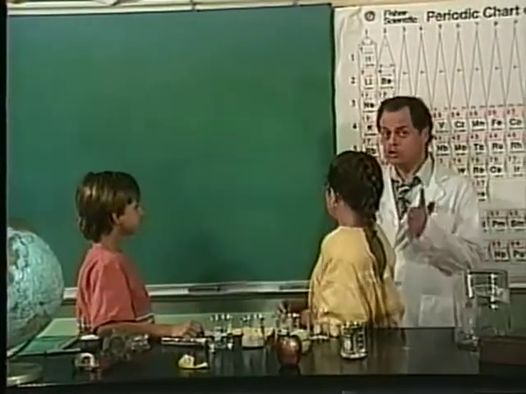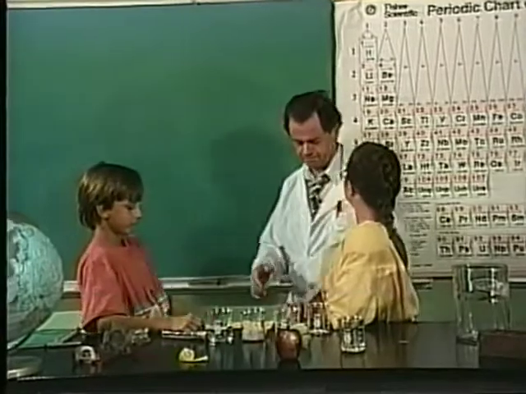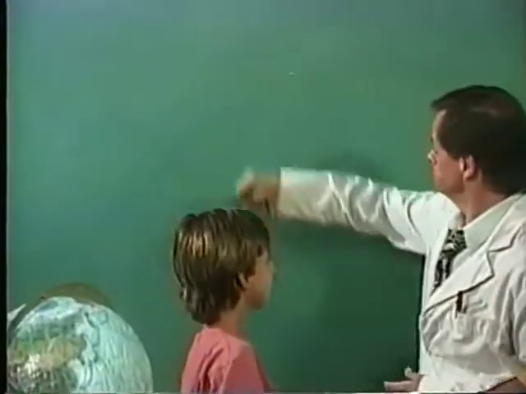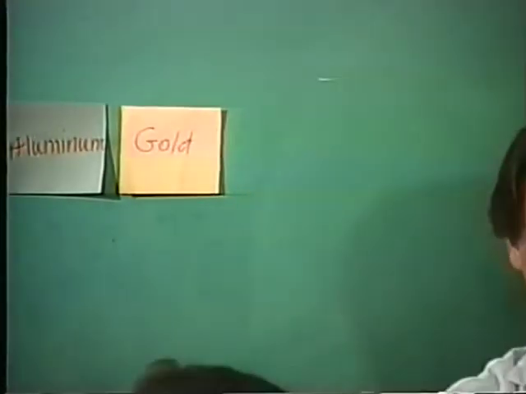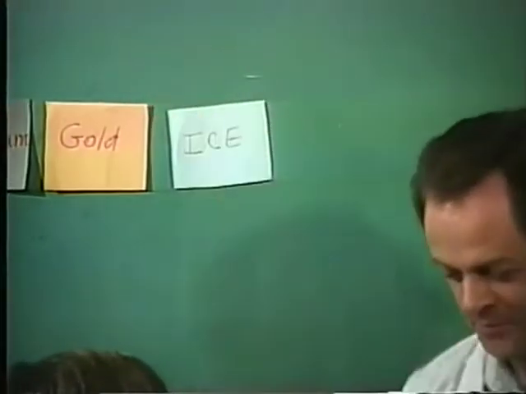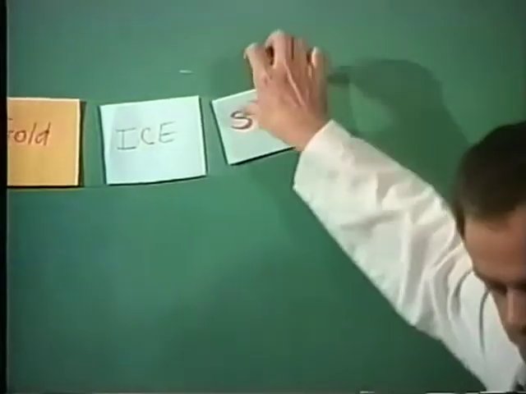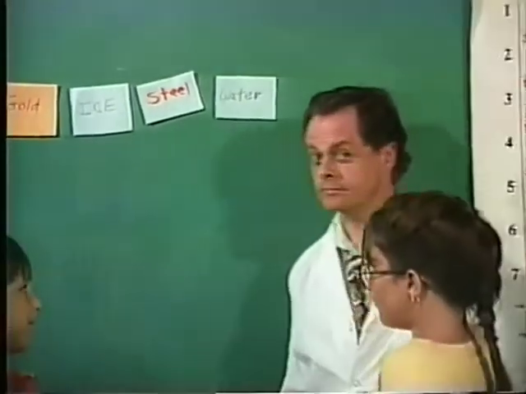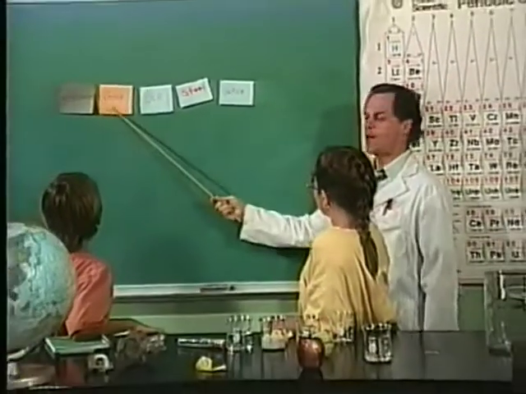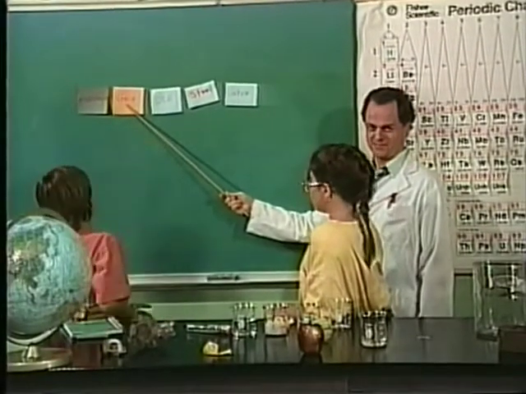which one of these substances do you think has the most density? Aluminum? Gold? Ice? Steel? Or water? Gold is the most dense.